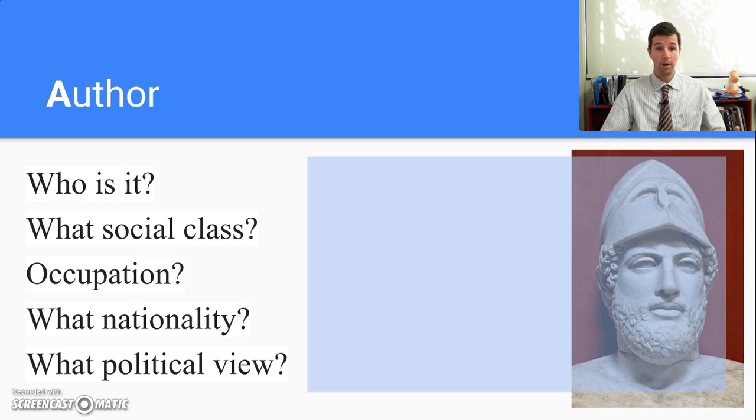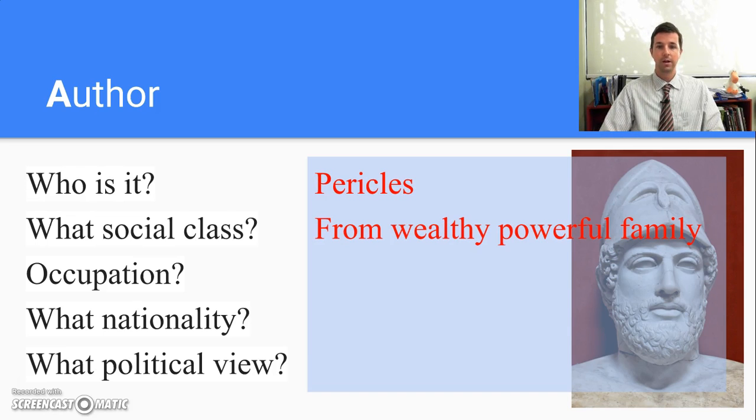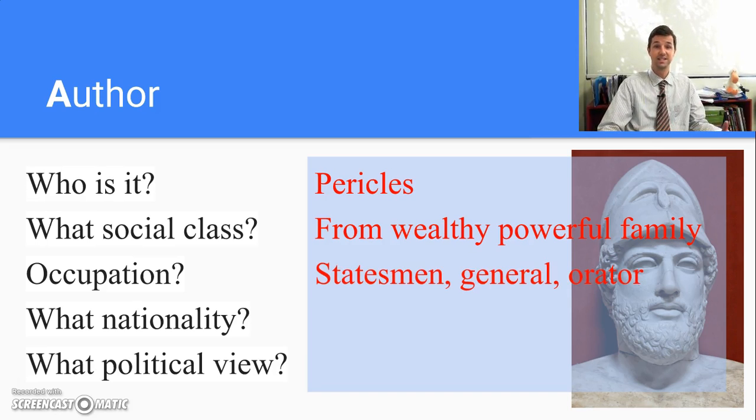So starting off with A, author. Who is it? It's Pericles. Now what social class does he come from? Pericles came from a wealthy Athenian family who was historically very powerful. His occupation, he was a statesman, meaning a politician, also a general of the army, in addition an orator, someone who spoke publicly. His nationality, he was from the city of Athens. And in this case, political view is not going to be applicable in the modern sense of political view, Republican, Democratic, conservative, liberal. So we'll say not applicable for now.